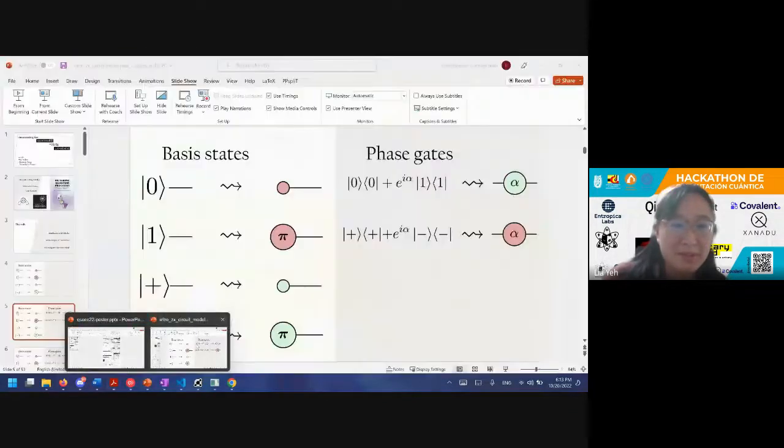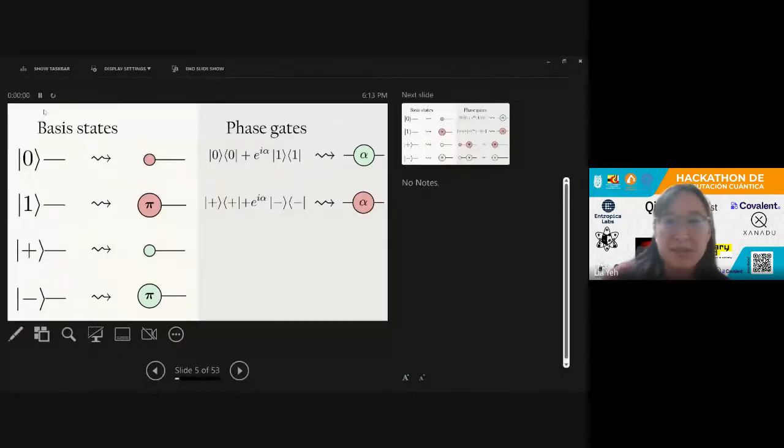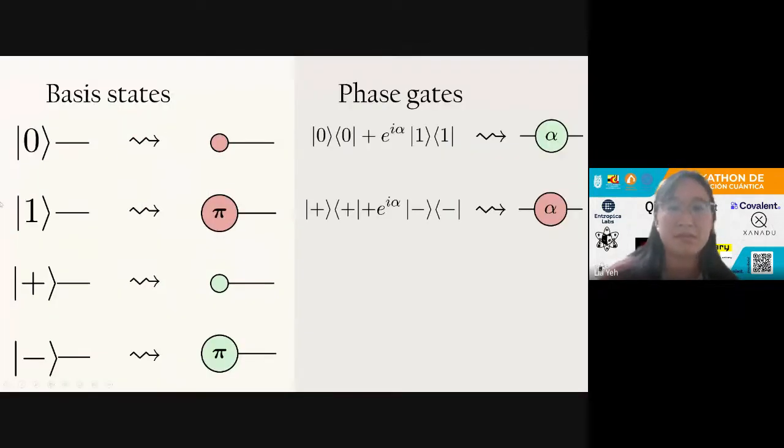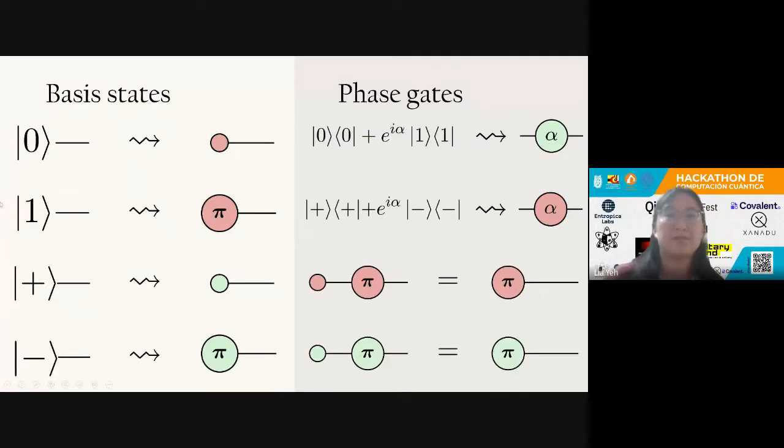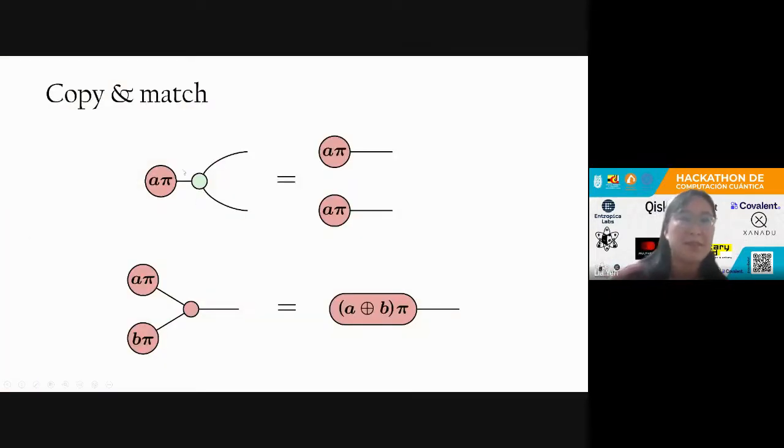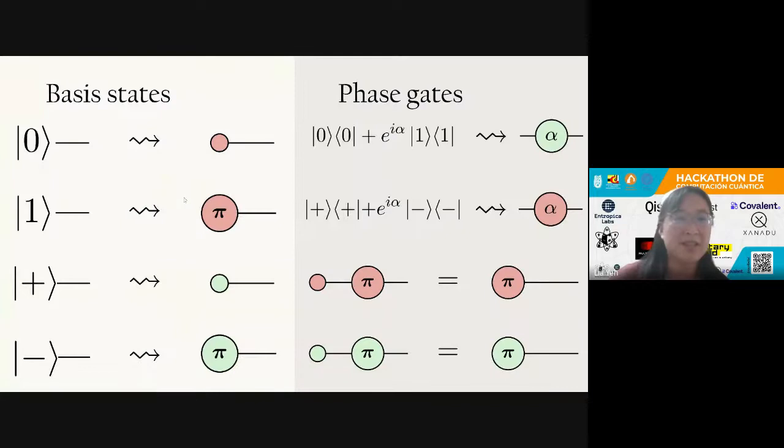I'll come back and forth between these slides. So what does it actually mean for a spider to have more than two legs? Currently for these states, it's just like you would have in the circuit notation. It's just one output. A state is any diagram that has no inputs and only one or more wires as output.